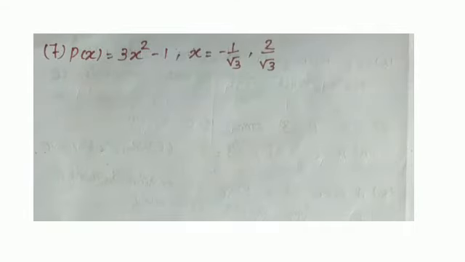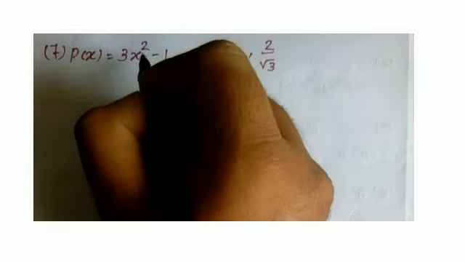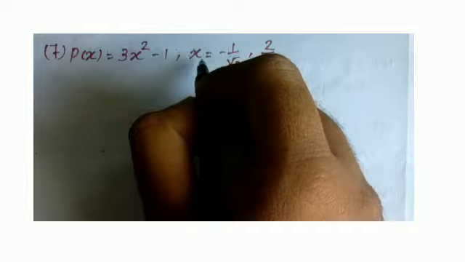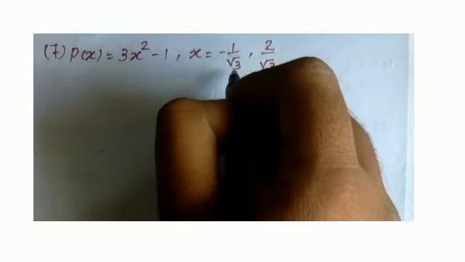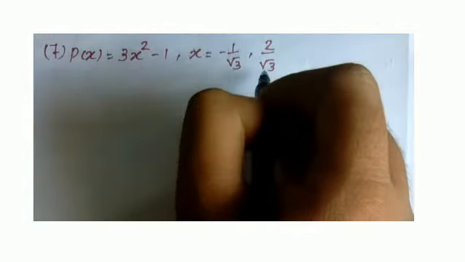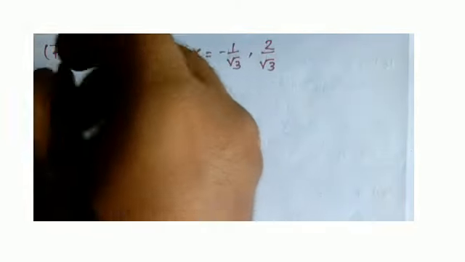Seventh one, P of x is equal to 3x squared minus 1. We need to verify whether x is equal to minus 1 upon square root of 3 and 2 upon square root of 3 are zeros of this polynomial.